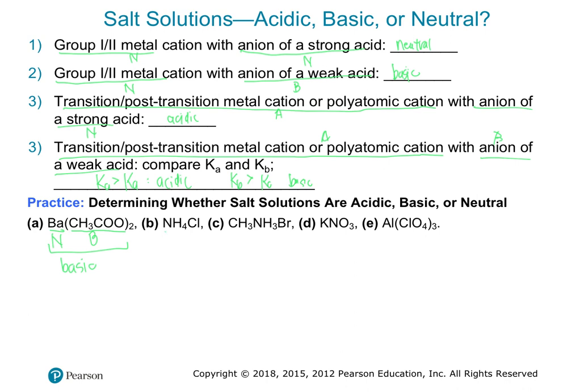Okay, now the cation here is ammonium. That is not group 1 or 2, so this is acidic. Then I look at chloride. Did it come from a strong acid? Well, Cl's acid is HCl. That is a strong acid, so this will be a negligible base, or neutral. So this salt will be acidic.